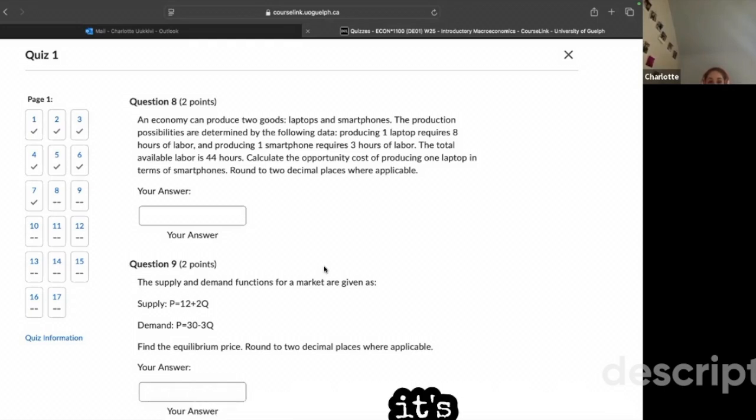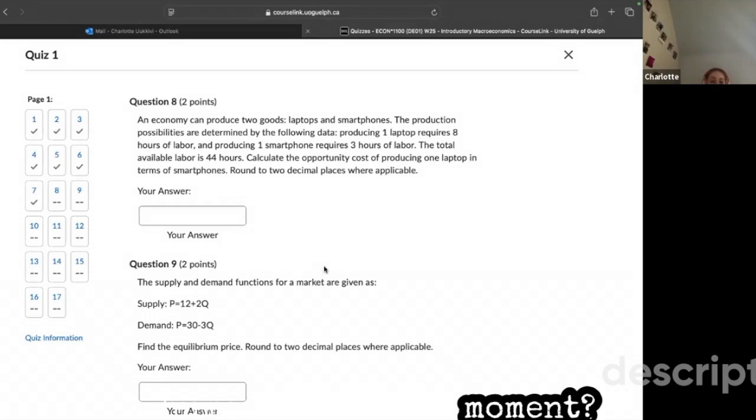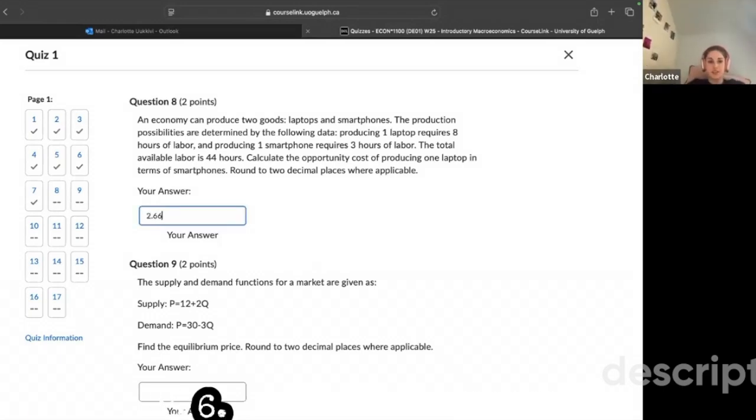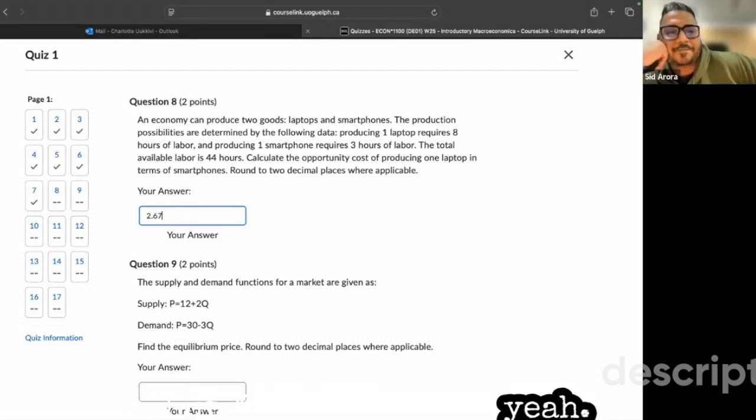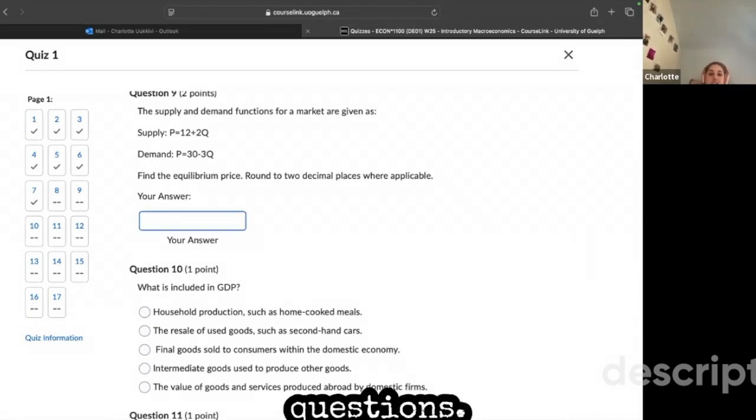So if it's three, one laptop, so if it's eight, it'd be 8/3 because it's 8 hours to make a laptop. Right? Are we going to have a human calculator moment? 0.6. Technically, it's this, but yeah. All right.